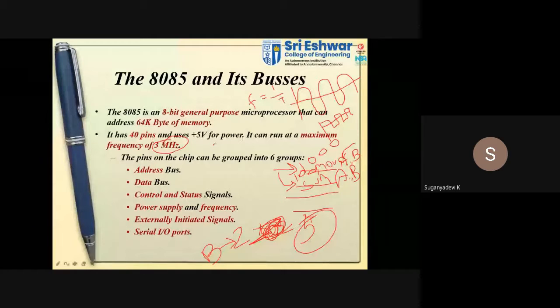Okay, let me continue. The frequency of 8085 is 3 megahertz. So this is the frequency to execute the instruction. Why we go for higher frequency, let me explain with this diagram. I'm going to take a set of programs, and each program has at least 10 lines of instructions, for example.